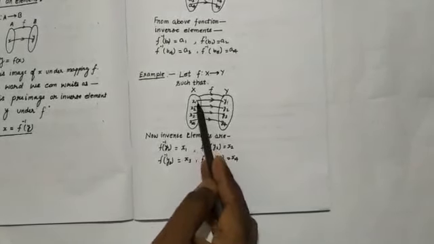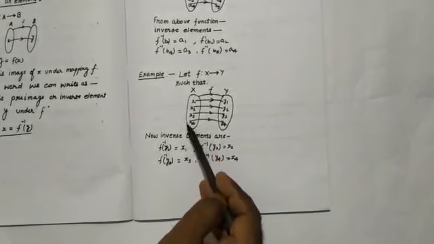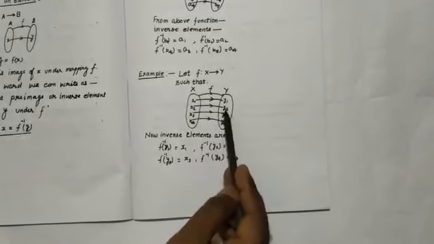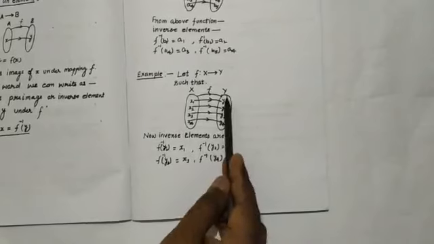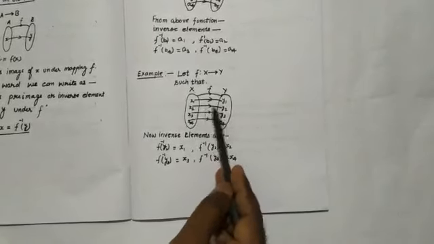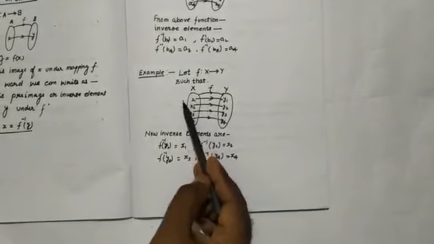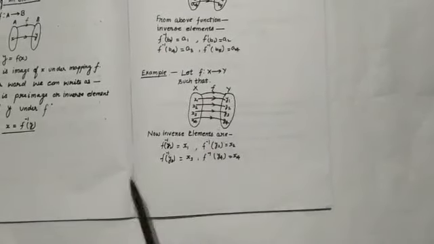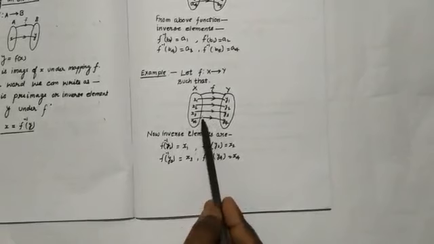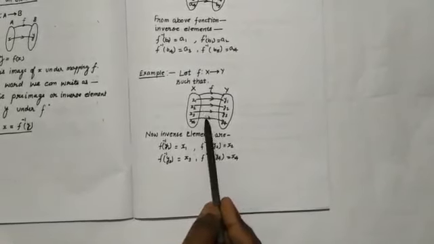Here x1, x2, x3, x4 are the elements of set X, and y1, y2, y3, y4 are the elements of set Y. And this is the association. This represents the association of the elements of set X to set Y. Now see which type of function this is.